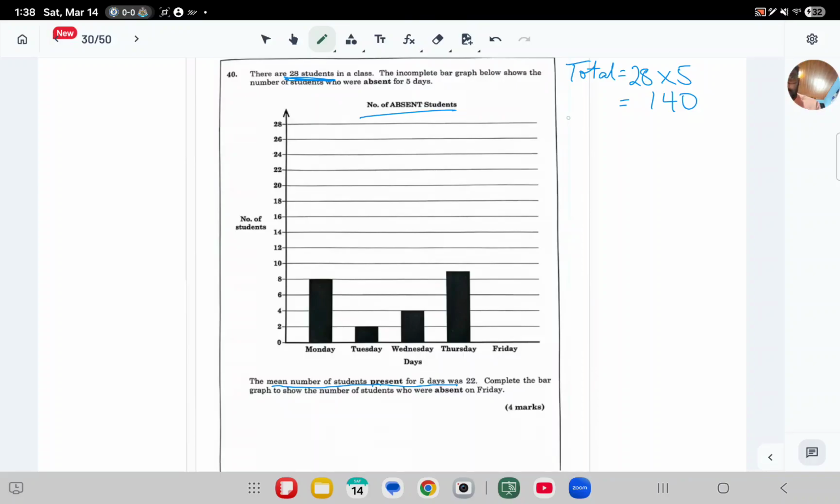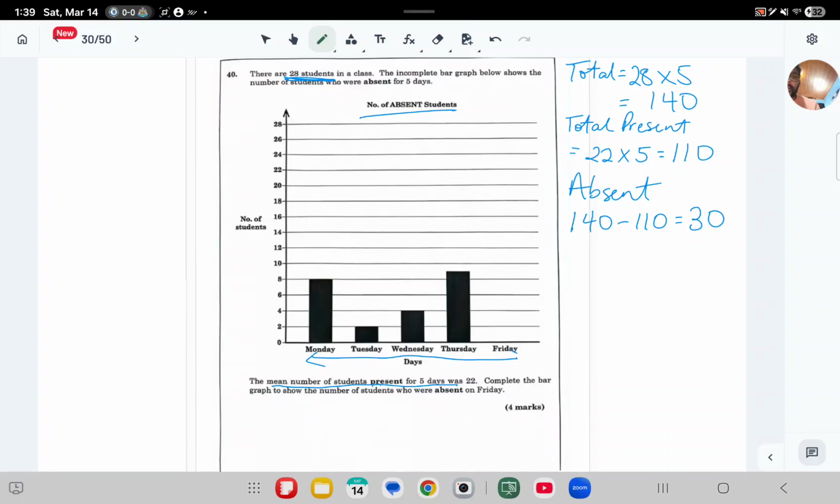So now we could calculate the total present. And to calculate the total present, it will be the average, which is 22, multiplied by the number of numbers, which is 5, which is over the 5 days, and that will give us 110. So we know now 110 people were on the attendance instead of the 140. So that means the difference there would be the number of students who are absent. So the absent students now would be 140, take away the 110, and that will leave us with 30 students who are absent over the 5-day period, Monday to Friday.